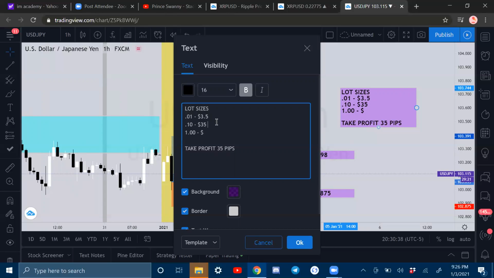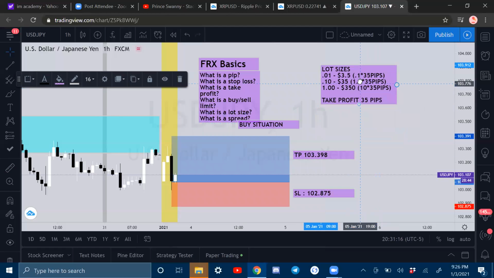So let's see, let's do this. So basically this is 1.0 times 35 pips. Same goes for here, which is 0.1 after you move the decimal, times 35 pips. Same thing goes for here. You move the decimal once and you multiply by 35 pips. That's $350, which is 10 times 35 pips. Right? So that's how to calculate lot sizes.